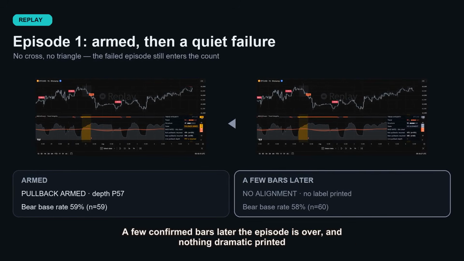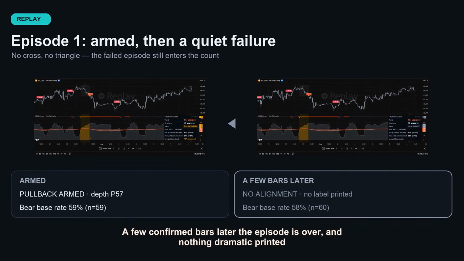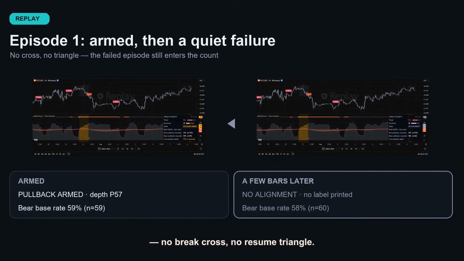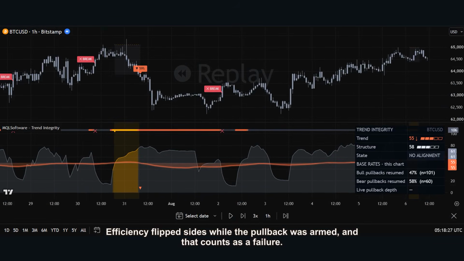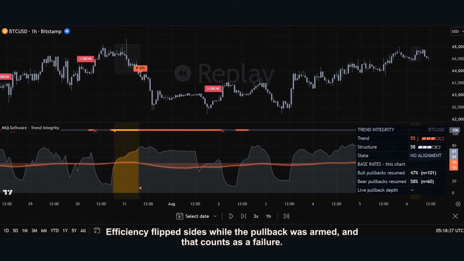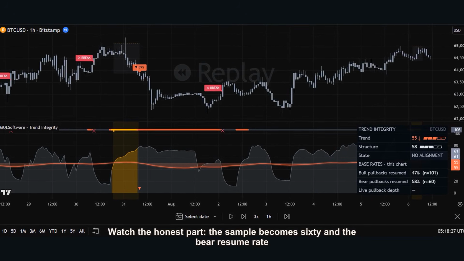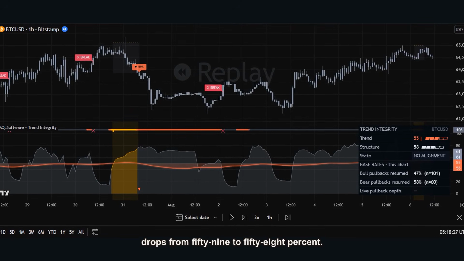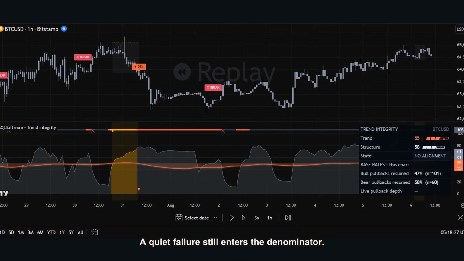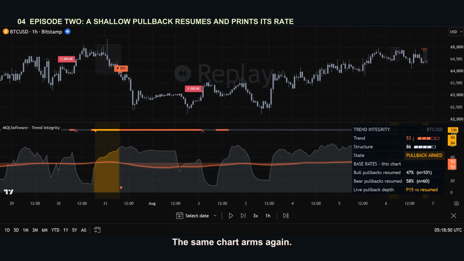A few confirmed bars later, the episode is over, and nothing dramatic printed. No break cross, no resume triangle. Efficiency flipped sides while the pullback was armed, and that counts as a failure. Watch the honest part. The sample becomes 60 and the bear resume rate drops from 59 to 58%. A quiet failure still enters the denominator. Nothing is silently dropped. The same chart arms again.